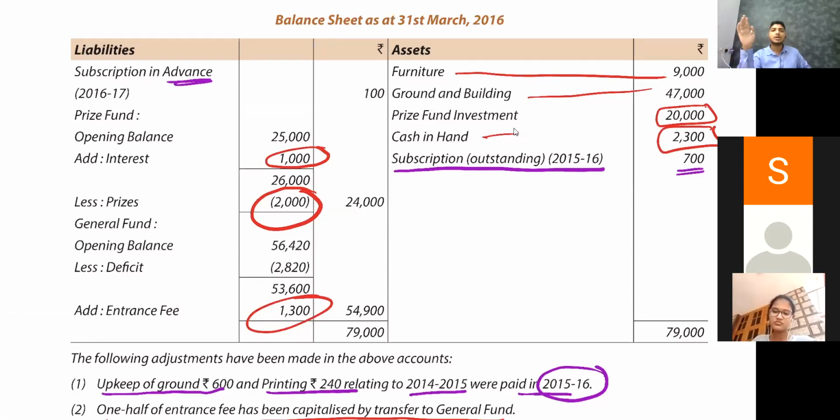So it will not go to my income and expenditure account. However, it is my payment, so it will come on the payment side of my receipts and payment account. Simple as that. Okay, so that is also clear.